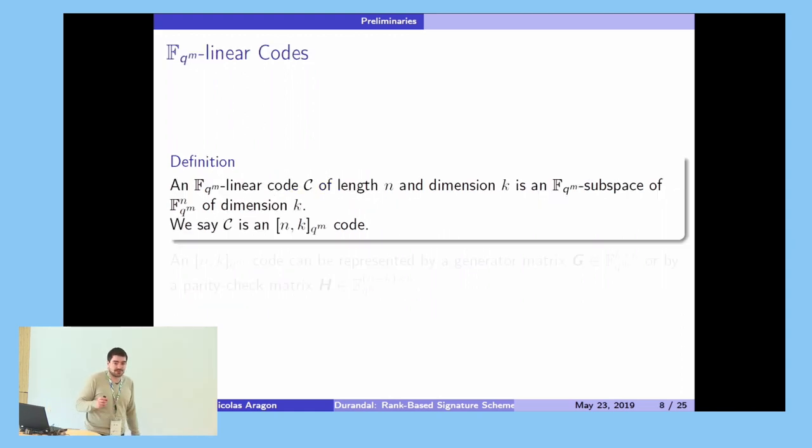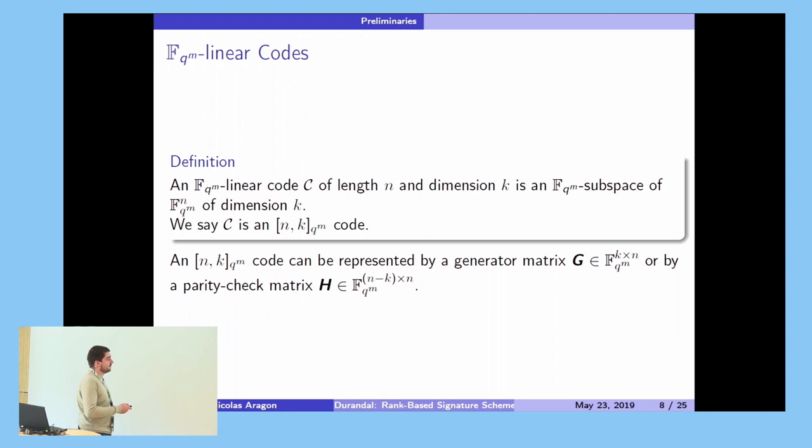We are going to consider F_q^m-linear codes. These are better suited for cryptography than F_q-linear codes in the rank metric. The definition is pretty similar to the one in the Hamming metric, except that the scalars lie in F_q^m instead of F_2, usually. So an F_q^m-linear code is an F_q^m subspace of F_q^m to the n of dimension k. To represent such a code, we can do that with a generator matrix or a parity check matrix. This can be really expensive and can lead to large keys. So we are going to add an additional structure to this code.